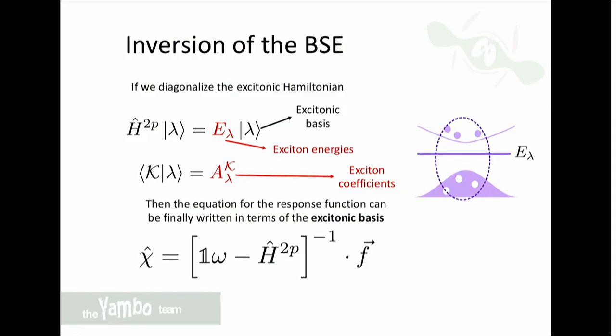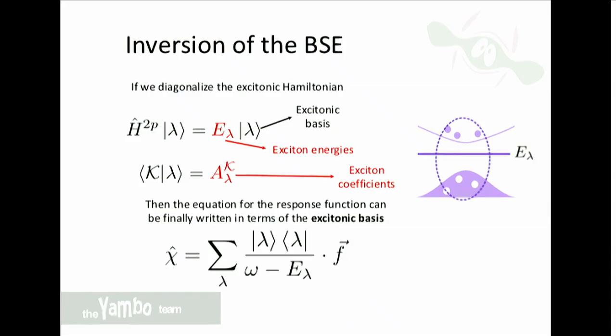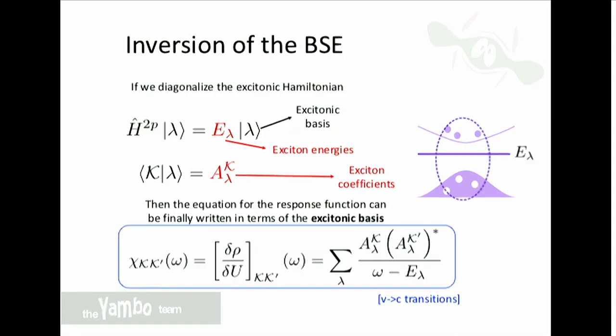Now, of course, the response function can also be written in this basis, the excitonic basis, because we have diagonalized it, so we can use the spectral representation of this Hamiltonian, and we obtain this. And then, if we want to express it in the transition basis, which is what we have, starting from a single particle picture, then it will just be like this. So remember that this is just the response function, the variation of the density matrix with respect to the external field.